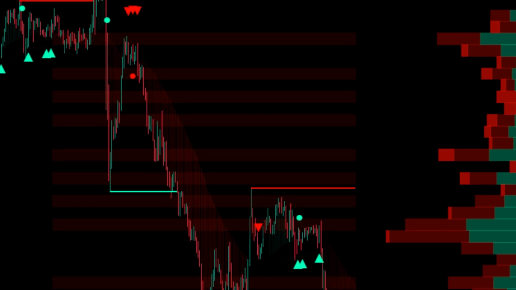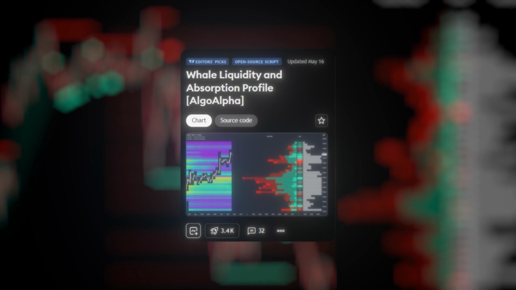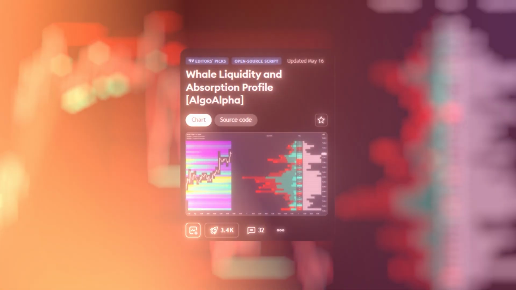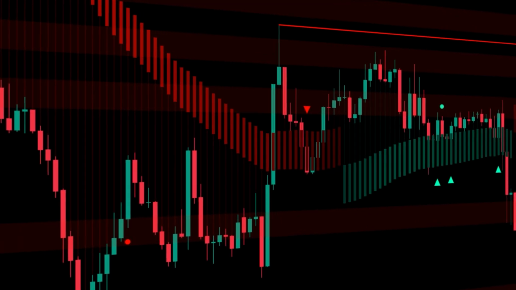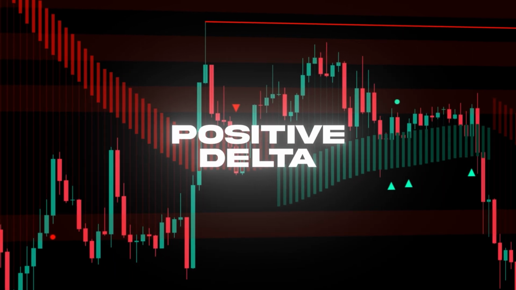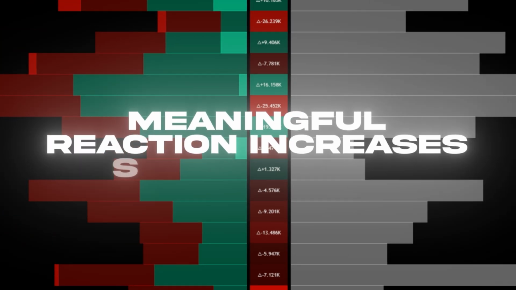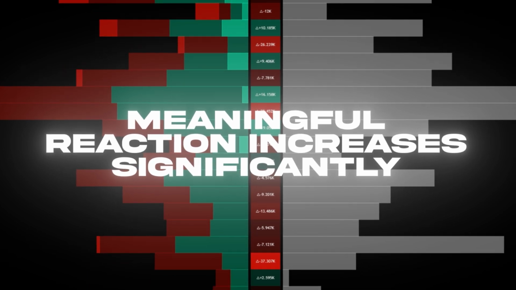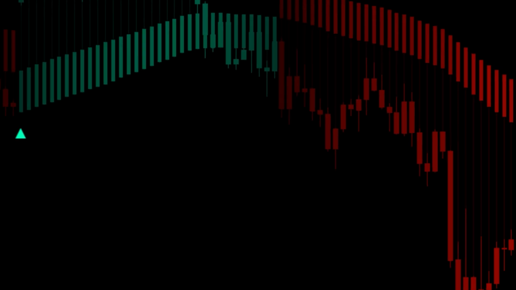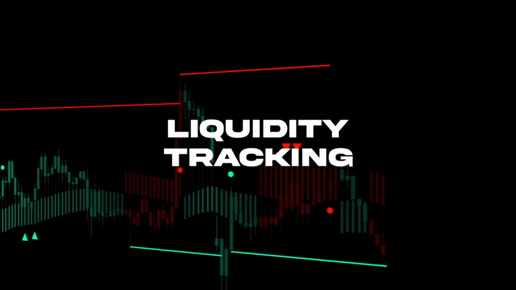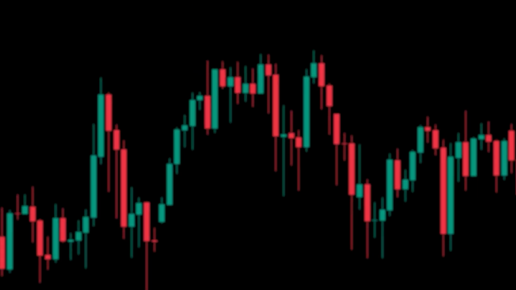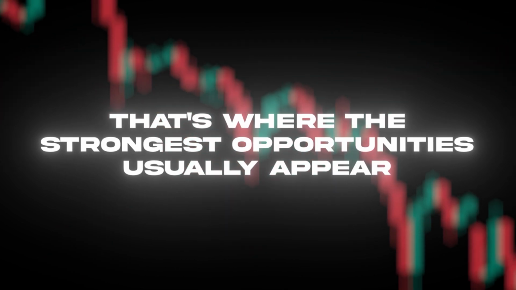For even better results, combine this indicator with whale liquidity and absorption profile. If a liquidity sweep occurs at the same location as bullish absorption, positive delta, or strong liquidity support, the probability of a meaningful reaction increases significantly. Instead of relying on a sweep alone, you're combining liquidity, momentum, trend, and order flow into a single decision process. That's where the strongest opportunities usually appear.